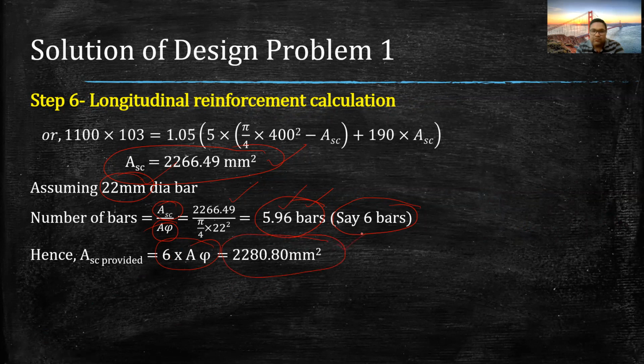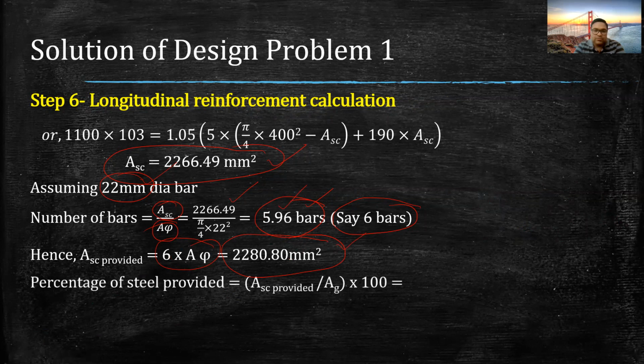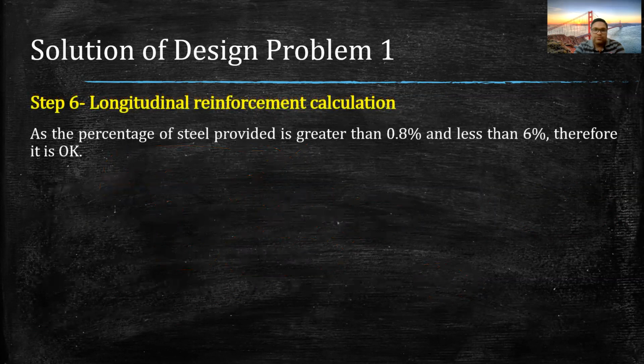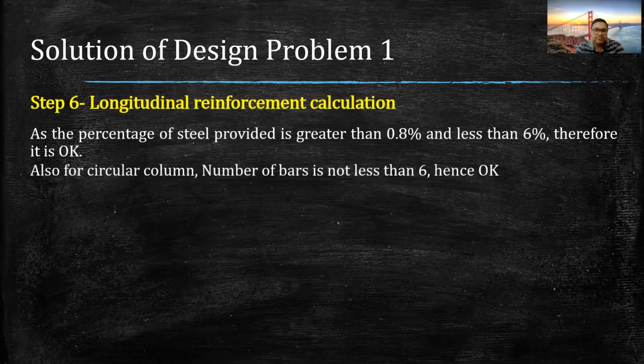So now we will find out what is the percentage of this area in our cross section in our column. So the percentage is 1.82. So now you can see this percentage is greater than 0.8% and less than 6%. So therefore the percentage of steel provided in the column is okay. So now moving to the next step. Yes, number of bars is not less than 6, so therefore it is also okay. So now move to the next step.